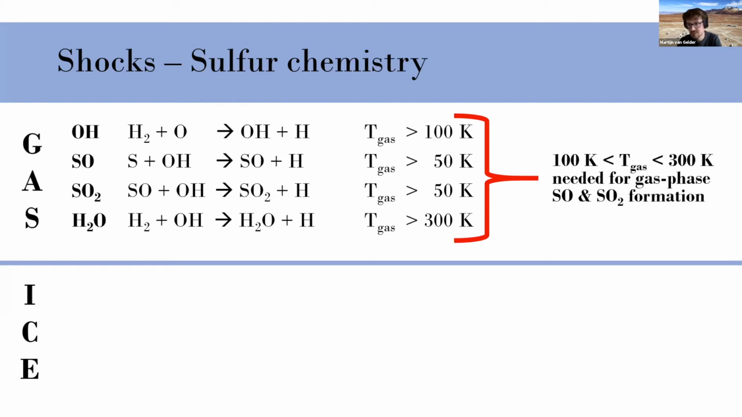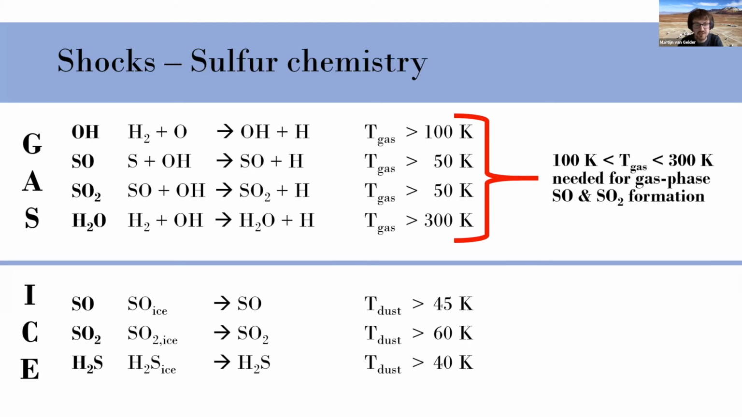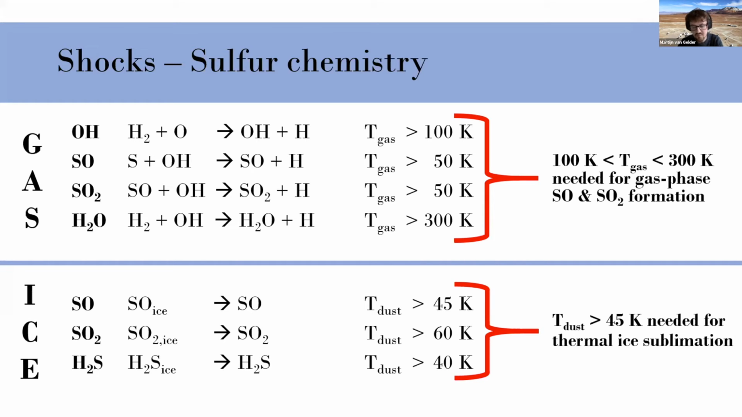So now moving on to the ice sublimation, that's a bit more straightforward. You just need to raise your dust temperature to the so-called sublimation temperature of an ice, so that it is released from the ice into the gas phase. For SO, this is approximately 45 Kelvin, and for SO2, this is about 60 Kelvin. So from that, you can conclude that we need about 45 Kelvin to have thermal ice sublimation.